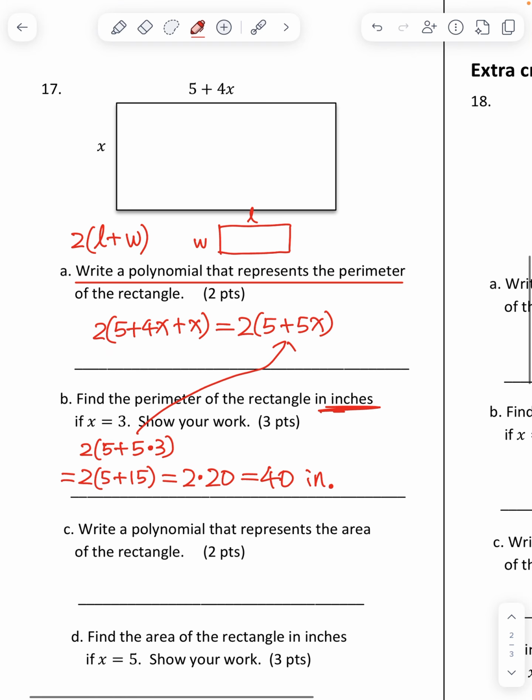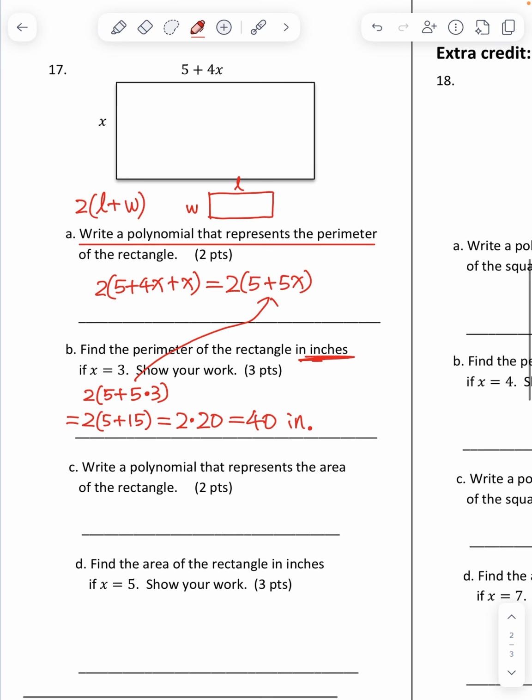Okay, C, write a polynomial that represents the area of the rectangle. So the area of a rectangle is just the length times the width, right? So the area here should be, the length is 5 plus 4x times the width, so times x, right? Or I can put the x in front. The order of multiplication doesn't matter, right?